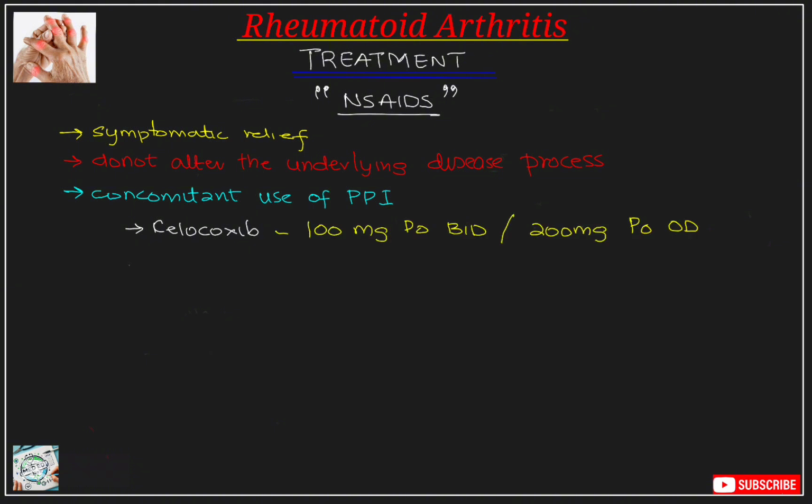The other types are non-selective NSAIDs that block both the COX-1 and COX-2 enzymes. They have a higher GI bleeding risk. These include ibuprofen and naproxen. Naproxen has the lowest cardiovascular risk among the NSAIDs.